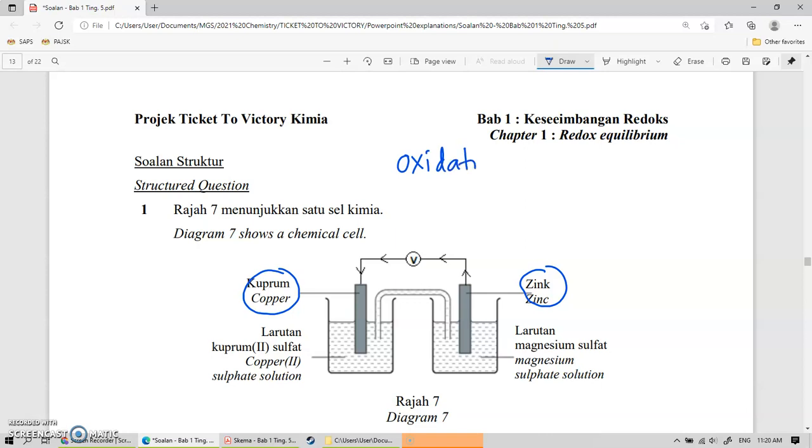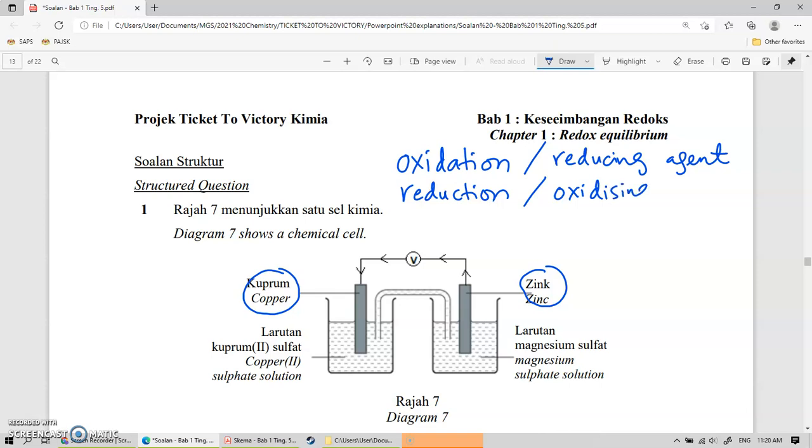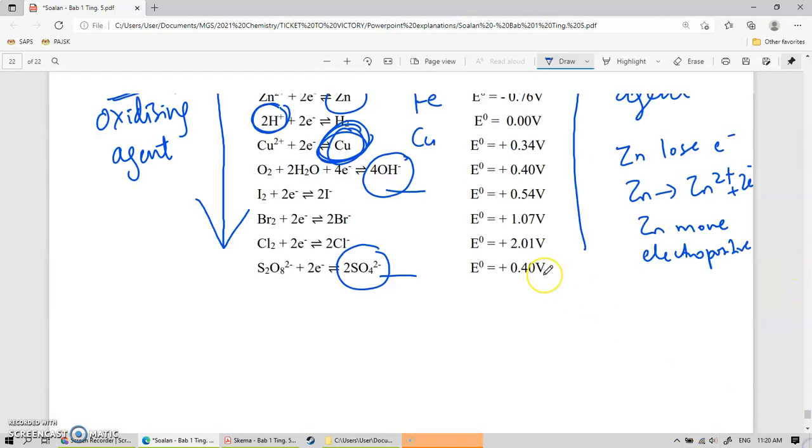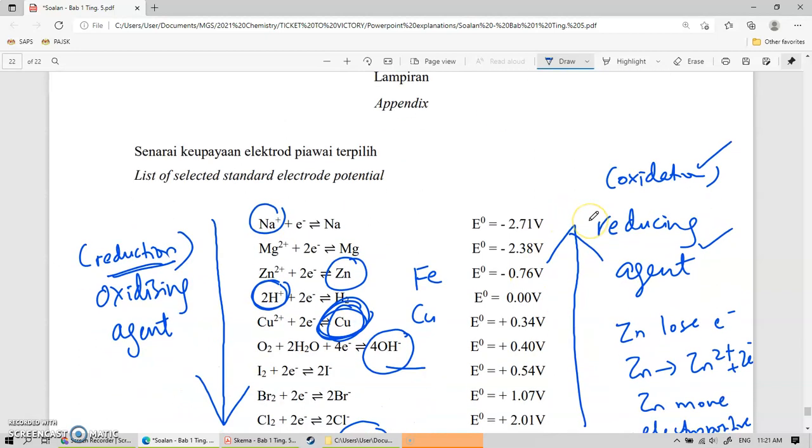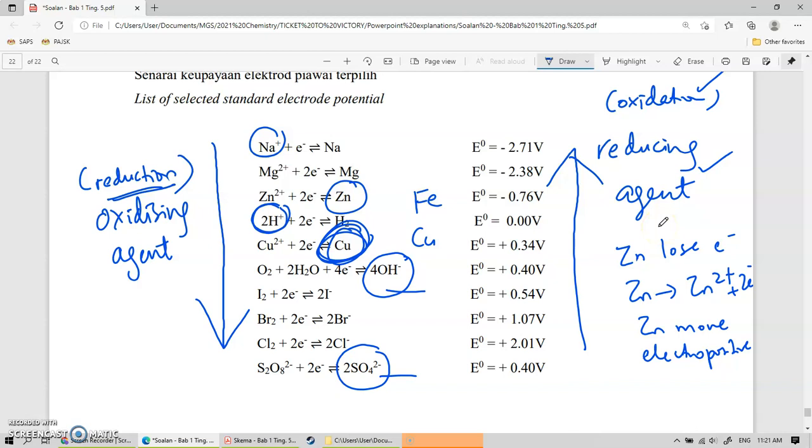If oxidation happens at a certain electrode, that electrode will be the reducing agent. If reduction happens at a certain electrode, that electrode will be the oxidizing agent. So we have to refer to this standard electrode potential. Remember I taught you: put your right hand up and put your left hand down. Your right hand is the reducing agent where oxidation happens, and your left hand is the oxidizing agent. And the oxidizing agent is the substance that goes through reduction.